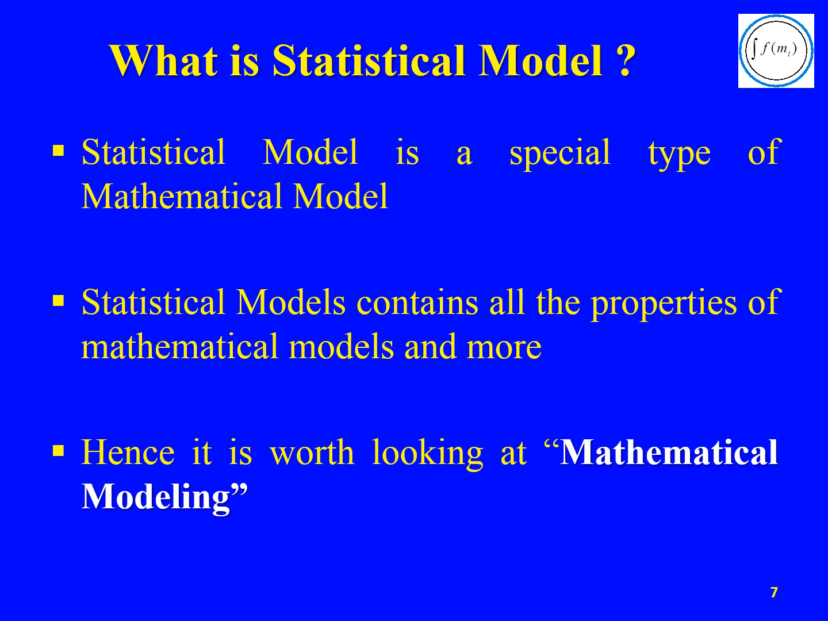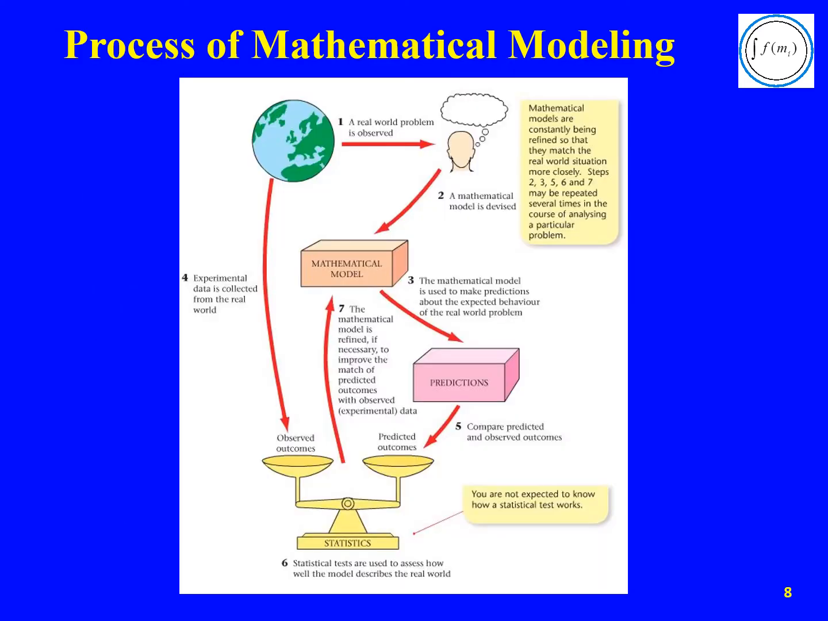So what is a statistical model? A statistical model is a special type of mathematical model. A statistical model contains all the properties of a mathematical model. Hence, it is worth looking at the process of mathematical modeling. This is the process of mathematical modeling. These diagrams explain the entire process of a mathematical model.